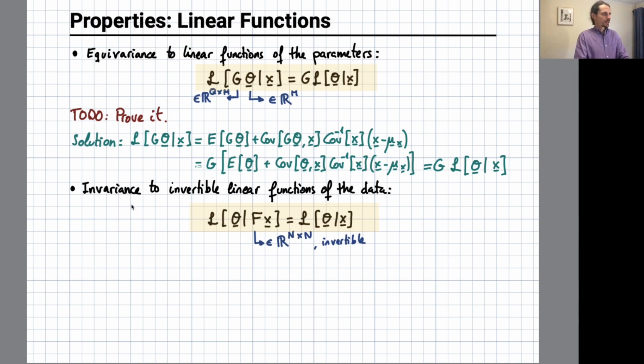The second property is what we call here the invariance to invertible linear functions of the data. So note that now the functions need to be invertible, okay? So not like here, where there was any linear function. So this property states that the LMMSE estimator given a linear function of the data is just the LMMSE estimator given the data. Note that since this linear function needs to be invertible, then this matrix F needs to be square, of course. Okay. So again, you may stop the video and prove it. It's very simple.